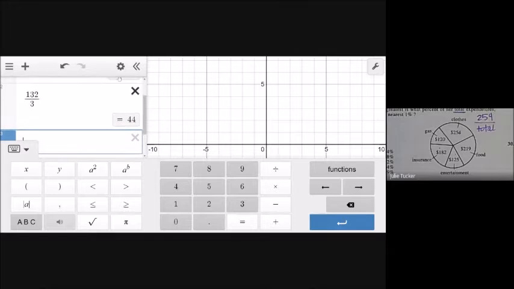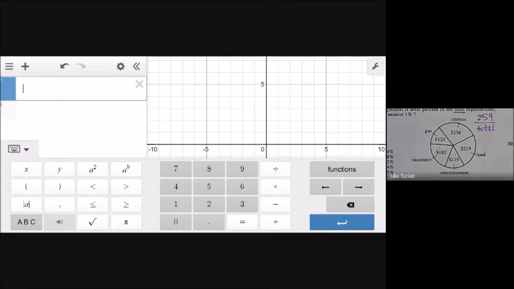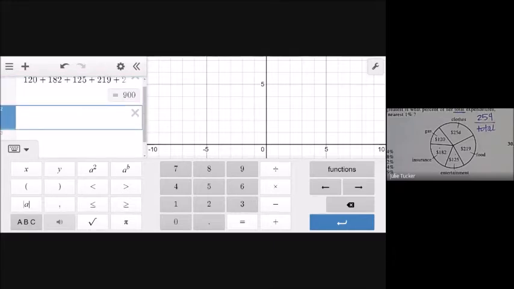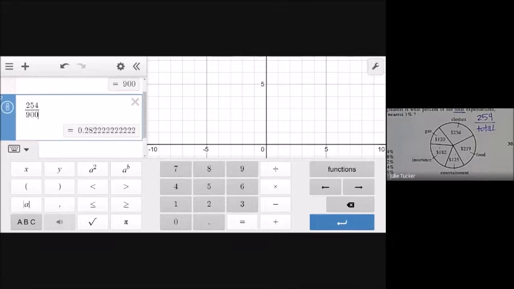Yeah, we're going to divide after. You're right. Okay. So it is 120 plus 182 plus 125 plus 219 plus 254 equals 900. It told me it was 900 for the total. So now I have to do the 254 divided by 900. And the screen says, you see what it says, right?